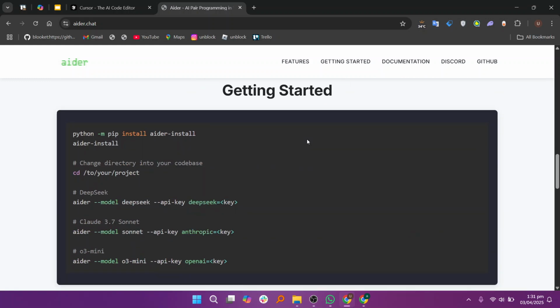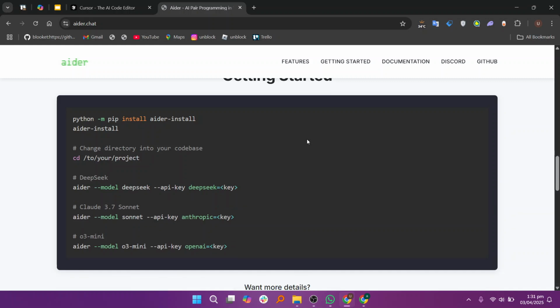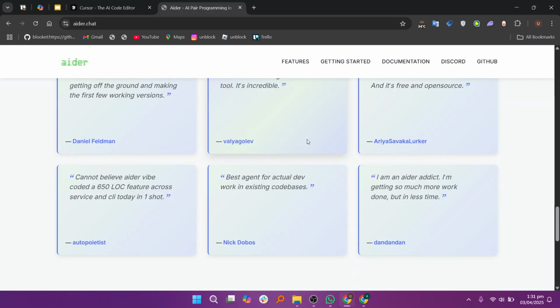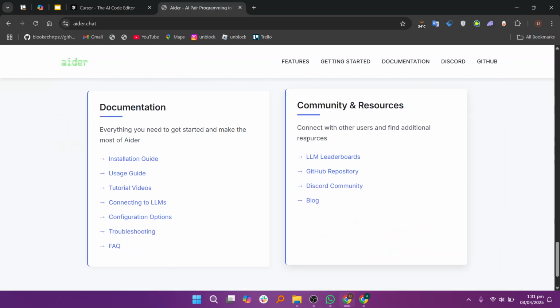While both use AI to make tasks more efficient, Cursor is geared towards coding, while Eider is more for data-related work. So that's the comparison between Cursor and Eider.